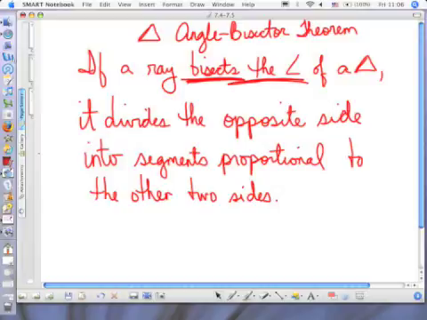It says if a ray bisects the angle of a triangle, then it divides the opposite side into segments proportional to the other two sides. Okay, it's a lot of words. We're going to look at a picture and we're going to see exactly what it's talking about.